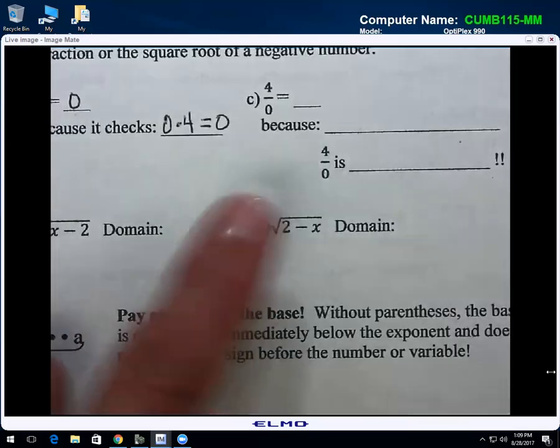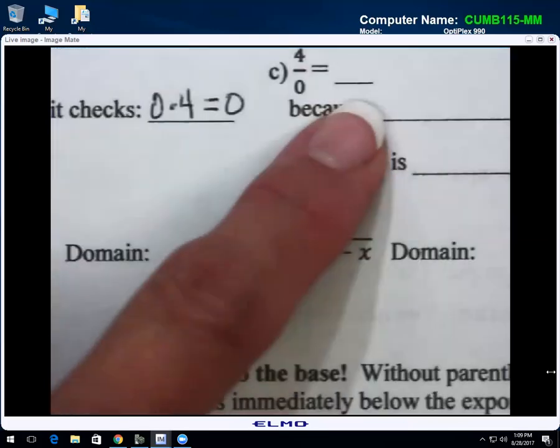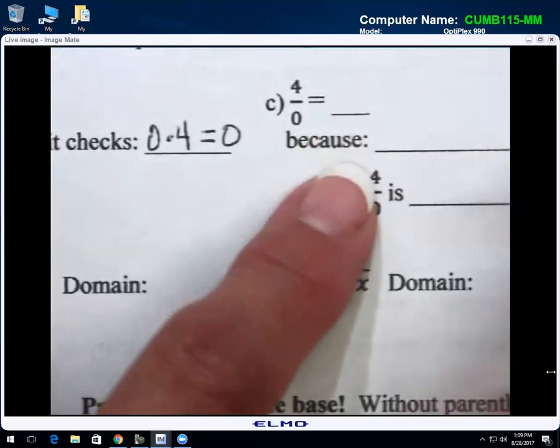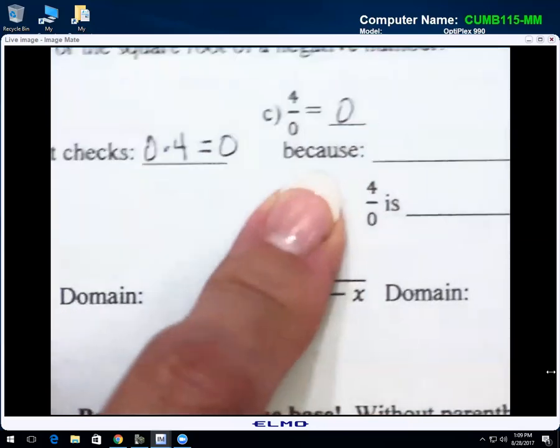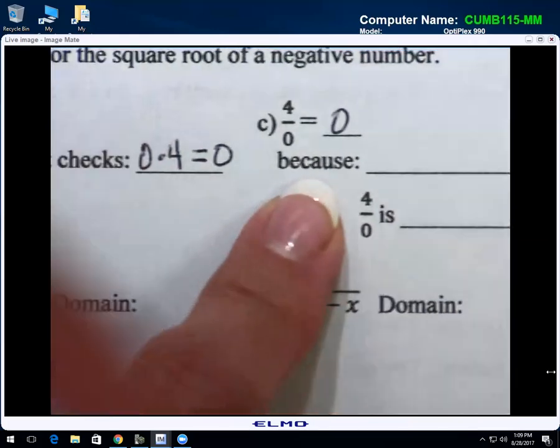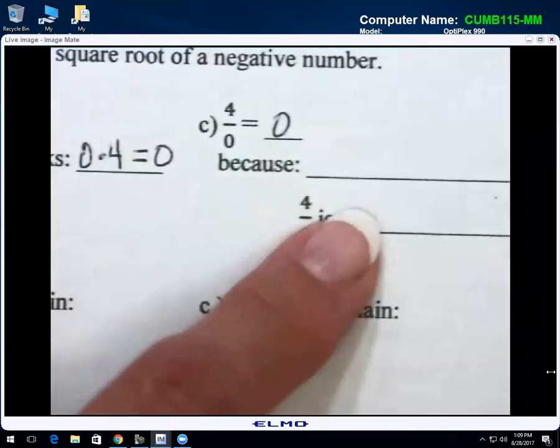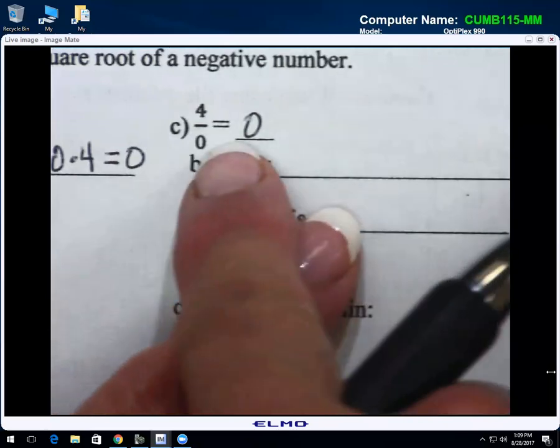And so if I see this problem on a test, and I go, well, that's 0 as well. Well, if that's 0, I should be able to check it. What statement would have to be true if that was the right answer?